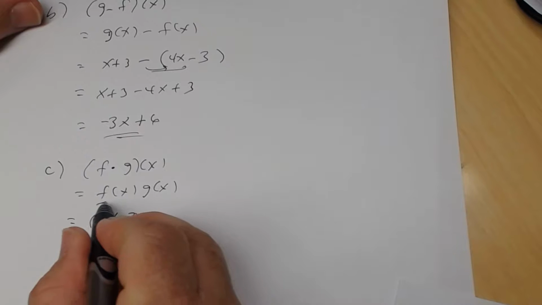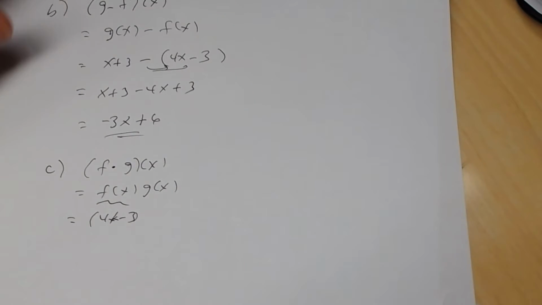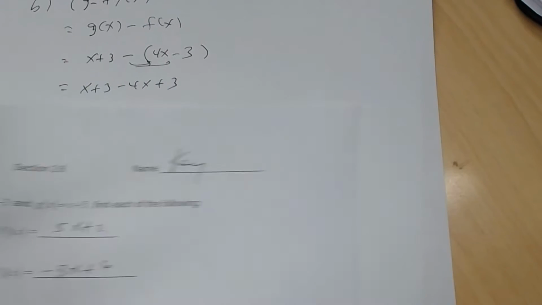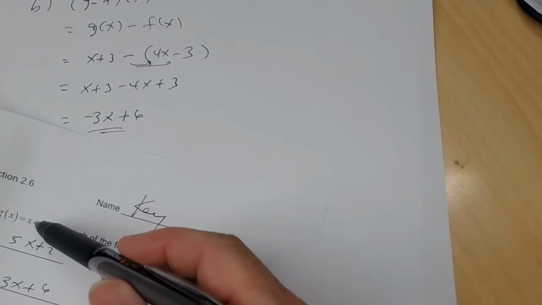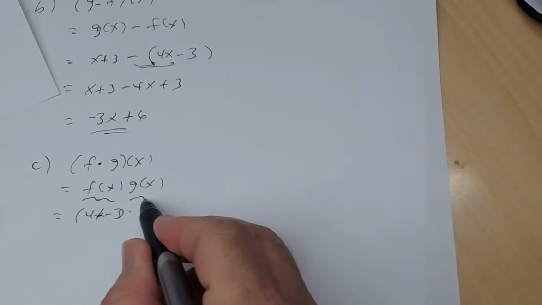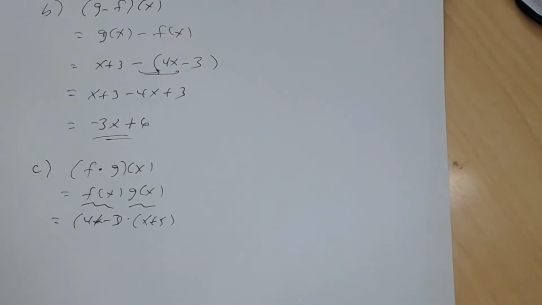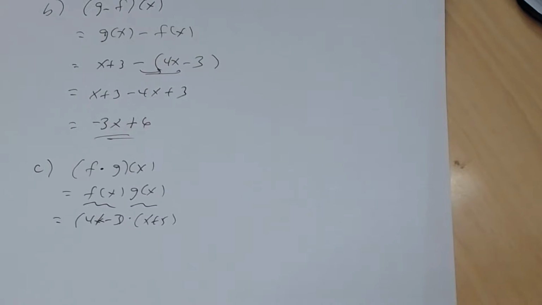So in place of f of x, I'm going to substitute what it's equal to. It's equal to 4x minus 3. So right here, that's f of x. And then g of x, remember, is x plus 5 right here. So I'm going to replace g of x with x plus 5 in parentheses. Now I've got to multiply this out. So you multiply those two functions and you end up with a new function.